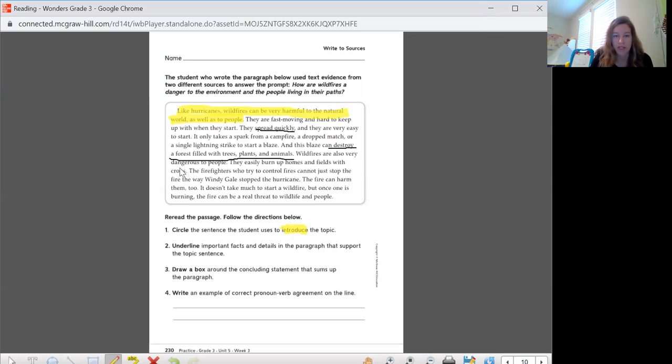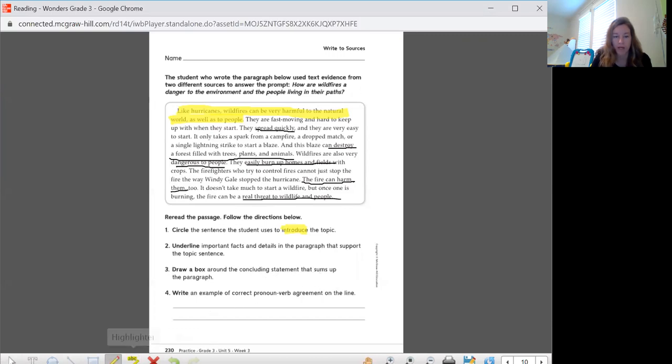Wildfires are also very dangerous to people. They easily burn up homes and fields. Firefighters who try to control fires cannot just stop the fire. The fire can harm them too, talking about the firefighters. It doesn't take much to start a wildfire, but once one is burning, the fire can be a real threat to wildlife and people. Draw a box around the concluding statement that sums up the paragraph.